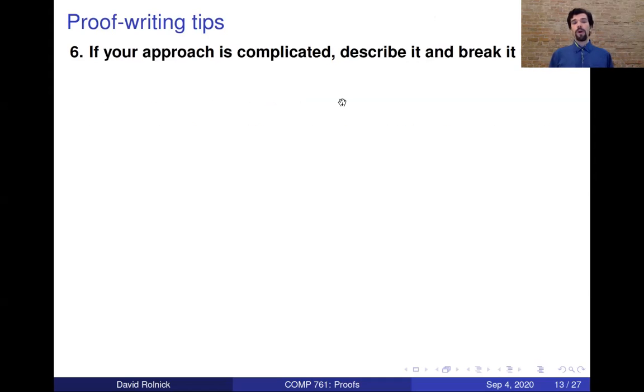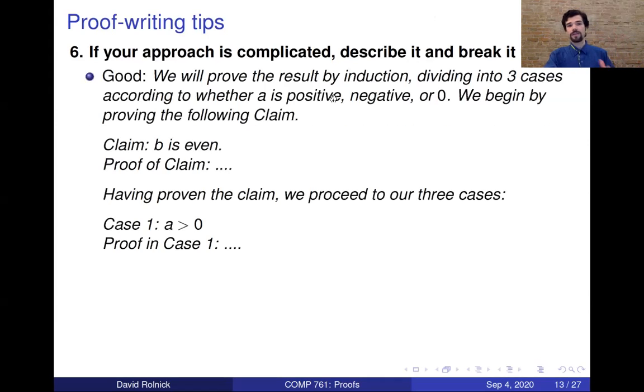And then final point, if your approach is complicated, describe it and break it up. This is an example of what that might look like. So here, there's going to be some fairly complicated proof, and you want to indicate how you're going to go about it. So you can say, "We will prove the result by induction." Next class, we're going to talk about what induction is, but that's basically a style of proving things. "Dividing into three cases according to whether A is positive, negative, or zero. We begin by proving the following claim. Claim: B is even. Proof of claim."